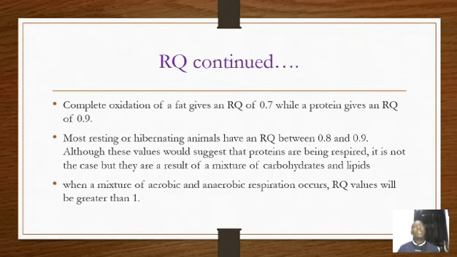So during winter they undergo what we call hibernation. They become inactive. They become dormant. So in winter we say hibernation takes place. On the other hand, we have what we call estivation. Estivation is the opposite of hibernation.